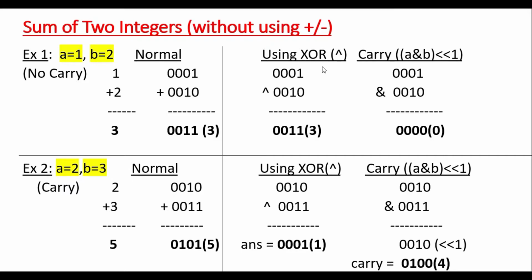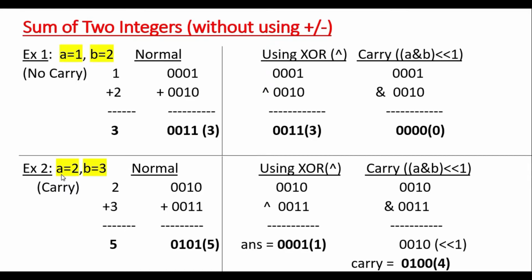For that we are using the XOR operator. The XOR operator will produce a 1 when the bits are different. So for example, if you have 1 and 0, the output will be 1. If you have 0 and 1, the output will be again 1. If you have the same, 0 0 or 1 1, the output will be 0. And here there is no carry, so let's see another example.